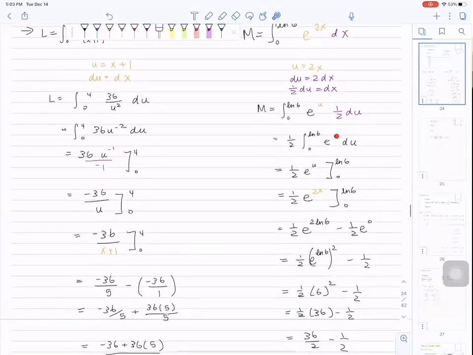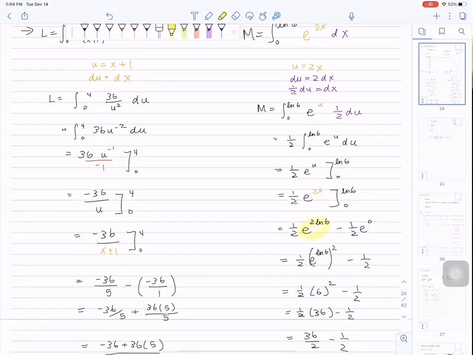Now what is the integral of e to the u? That's our favorite integral. It's just e to the u again. But what was u? U was 2x. So make sure you plug back in that 2x. Now this is the full integral of our original question. So now we can plug in our numbers. Evaluate it at natural log of 6 minus evaluate it at 0.